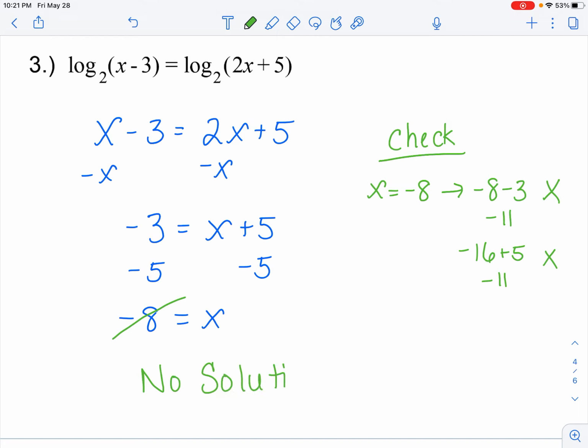So it's possible to get a no solution. You could get one solution, two solutions. You could get two solutions where one is extraneous, or you could potentially end up with no solution. All right, so that's the first type of logarithmic equation. In the next video, we're going to take a look at how to solve a different type of logarithmic equation.